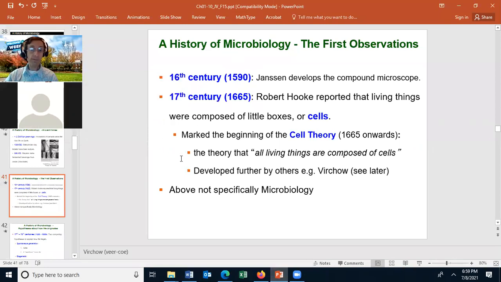That marked the beginning of the cell theory, where the theory was that all living things were composed of cells. This theory was further developed and officially written out by Virchow, but that was much later. Initially, microbiologists or biologists only saw cells in plants, and that was because the microscopes back around 1665 and Robert Hooke's days were too primitive to see cells in animals.